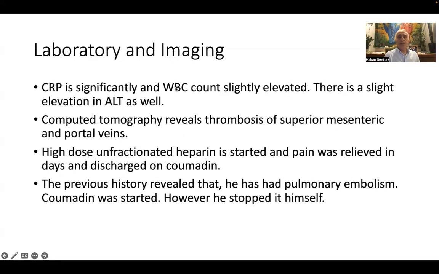CRP is elevated. White blood cell count is also slightly elevated, and there is elevation in ALT. In this patient, computed tomography reveals thrombosis of the superior mesenteric and portal vein. Acute thrombosis of mesenteric veins would also result in abdominal pain and acute abdomen. High-dose unfractionated heparin is started.